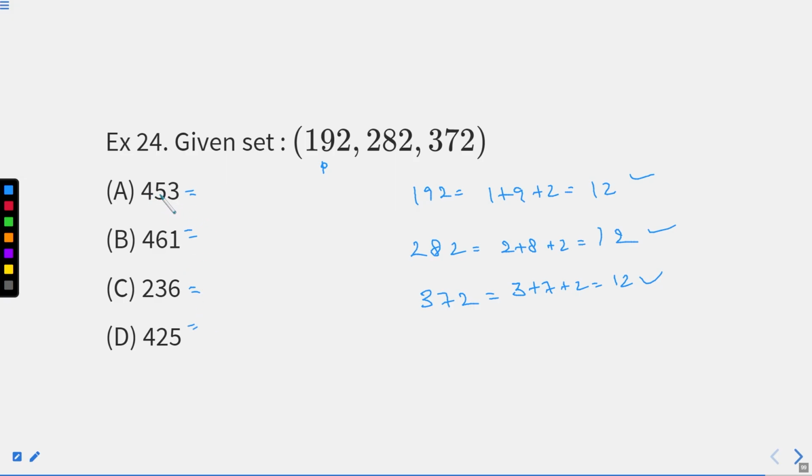4 plus 5 is 9, plus 3 comes out to be 12. Okay, this comes out to be 11. This comes out to be 11. And this also comes out to be 11. Only one is there. So option A will be our answer.